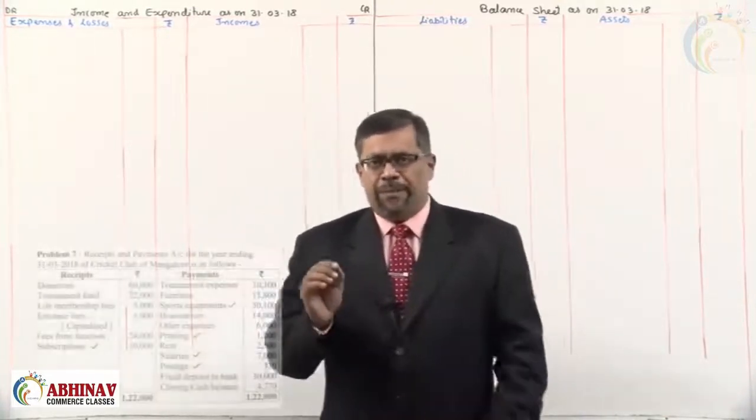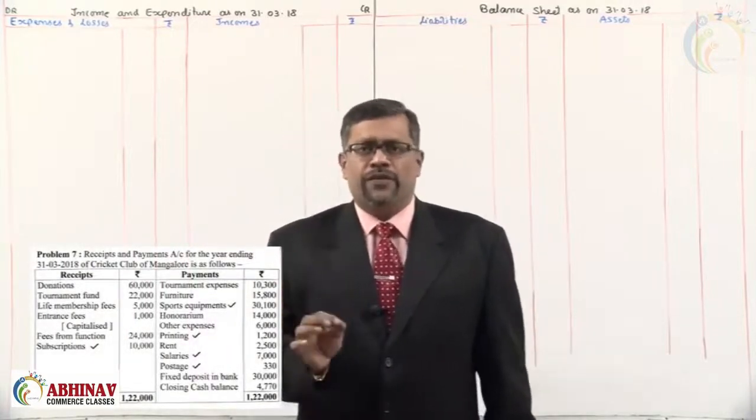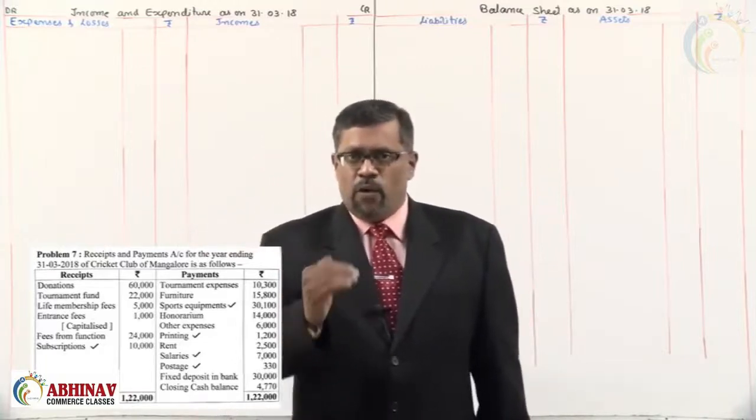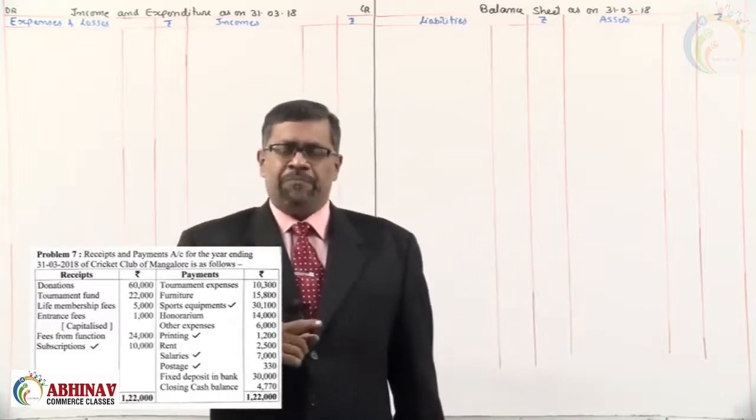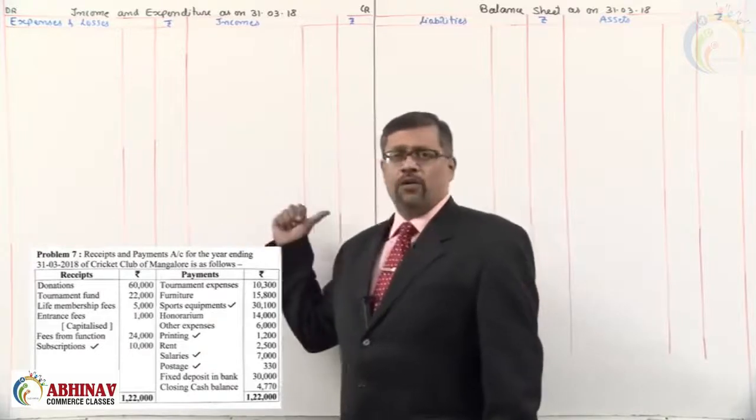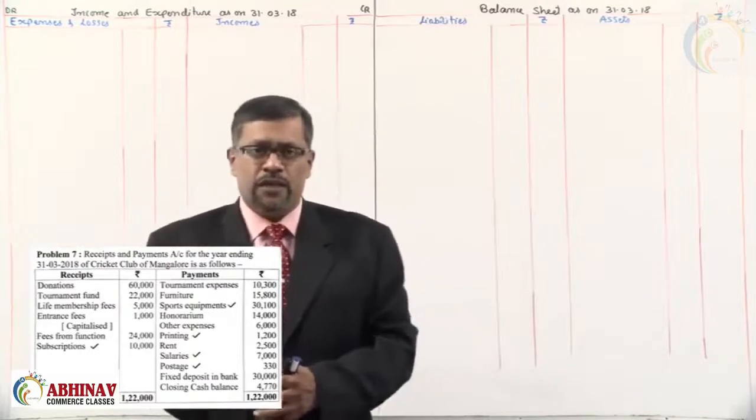Here is the receipt and payment account given of Mangalore Cricket Club as on 31st March 2018. First, we'll take up all the receipts, then the payments, then the adjustments. But remember one basic: what is to be taken in the account and what is to be taken in the balance sheet? We have learnt in the earlier videos.